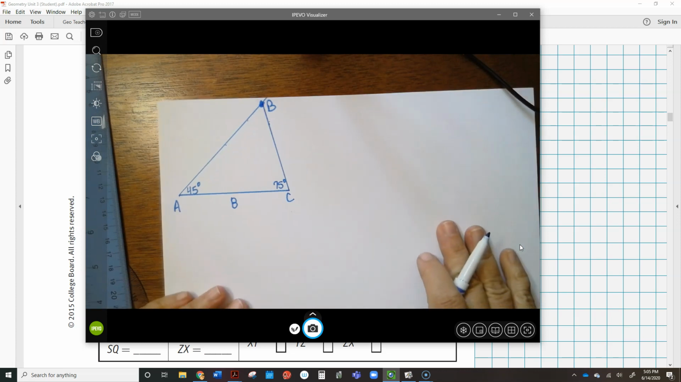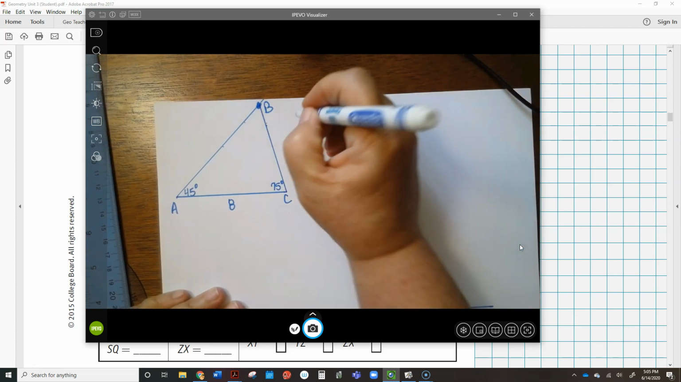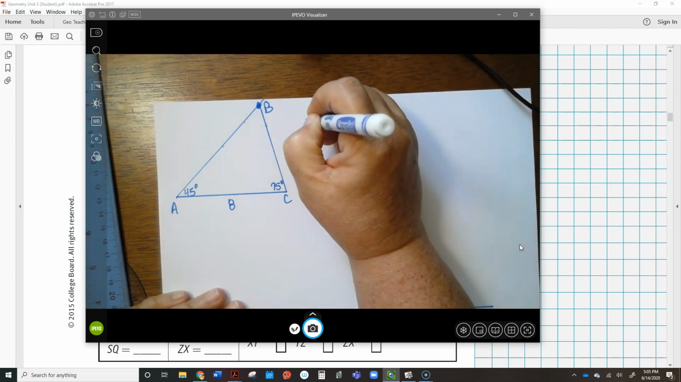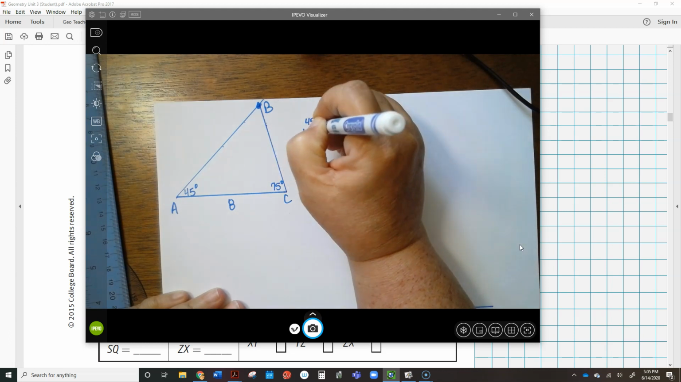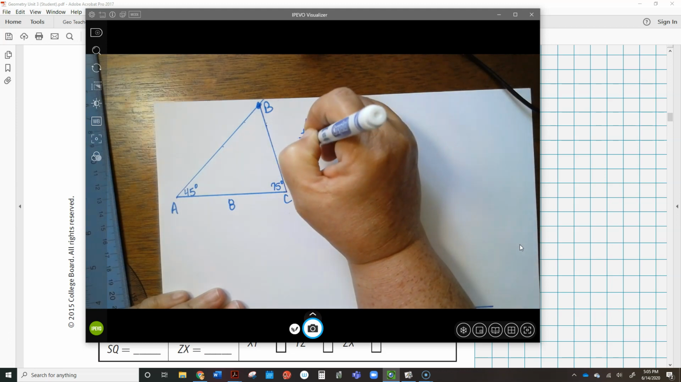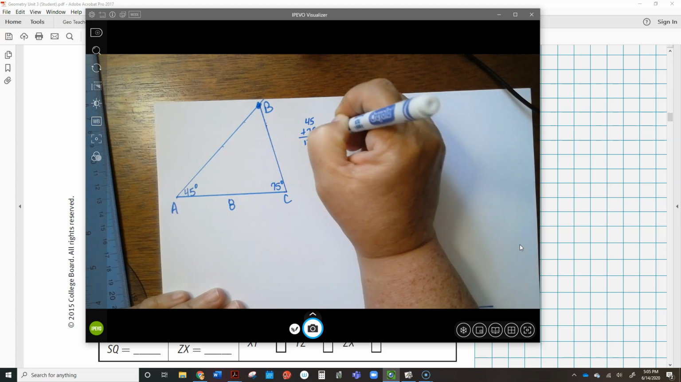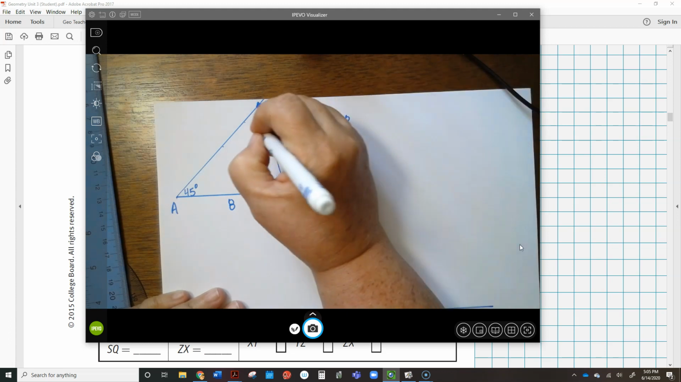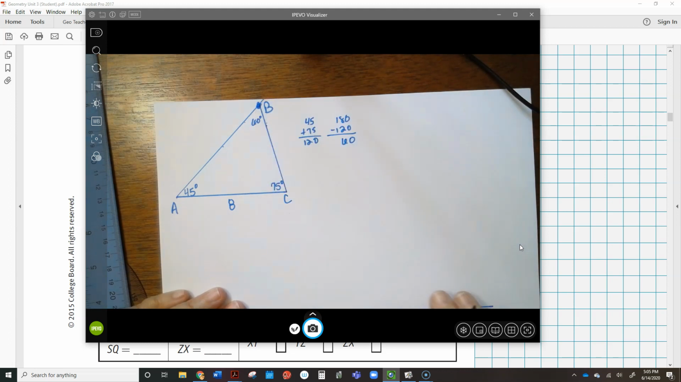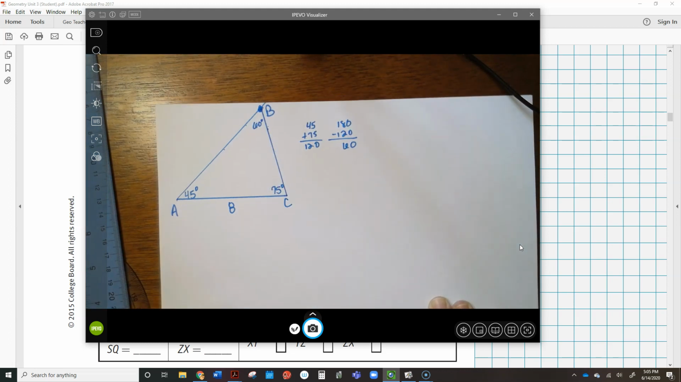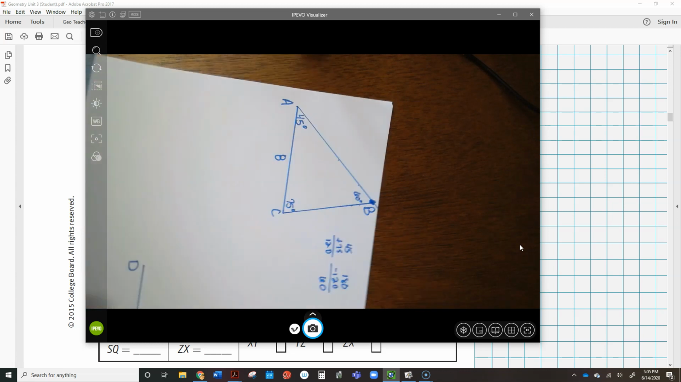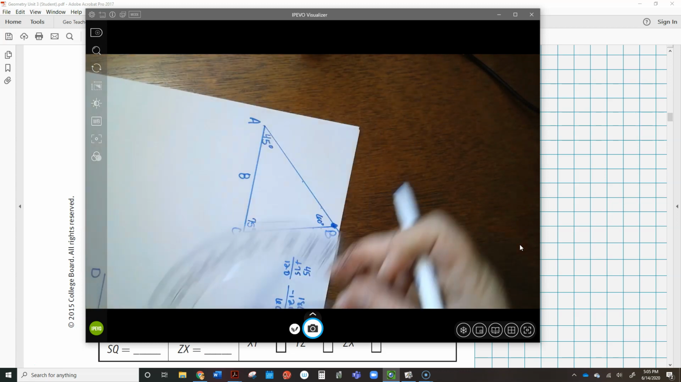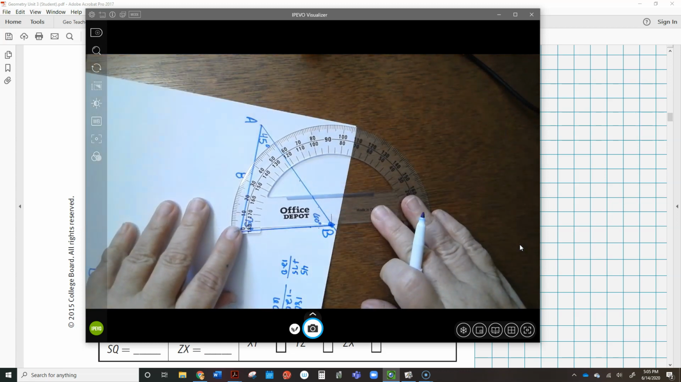Is there any doubt that that's a 60-degree angle? It shouldn't be, because 45 plus 75 is going to be 120, and you take 120 away from 180 and you get 60. So this is a 60-degree angle, but I'm not going to stop with just telling you it's a 60-degree angle. I'm going to show you it's a 60-degree angle. I'm going to measure it.